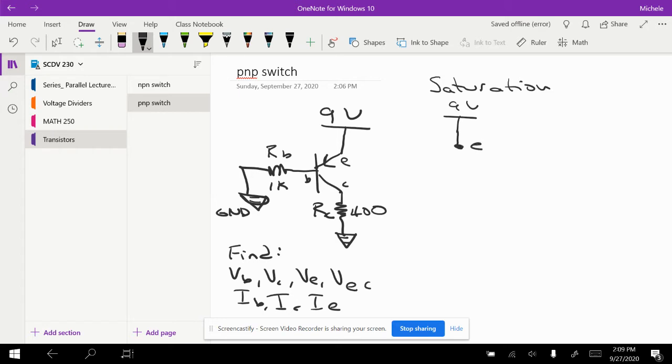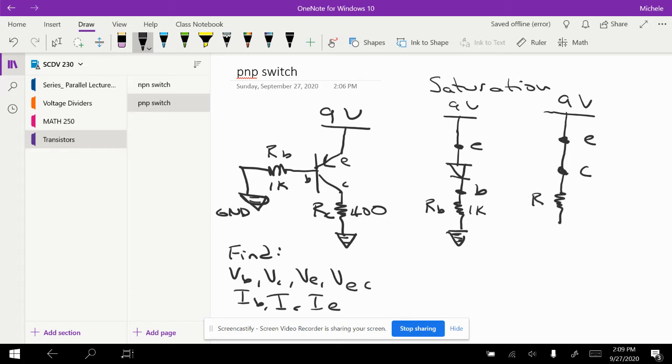Here's my E, my diode to B, my resistor. So this is my RB, and then this is ground. And this is 1K. And then my emitter to collector. This is my E. This is my C. My RC, which is 400. And this is ground.